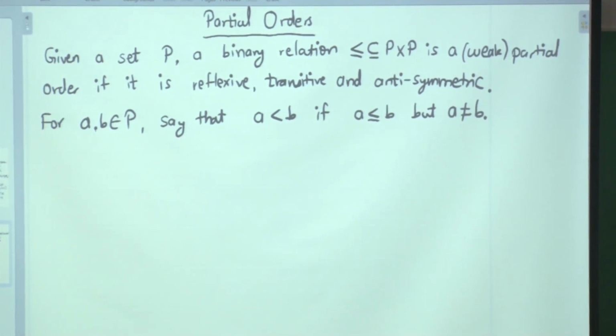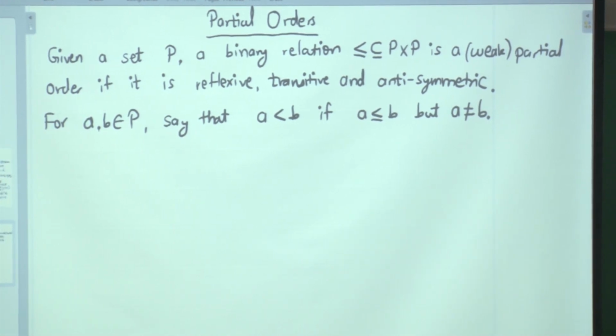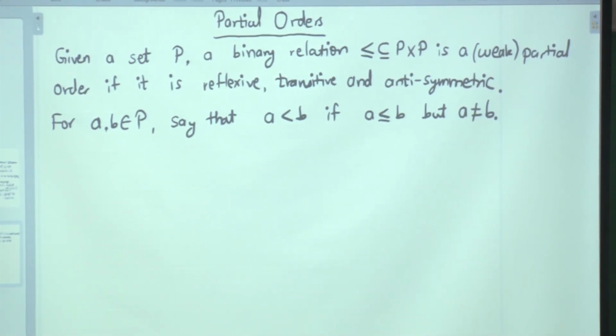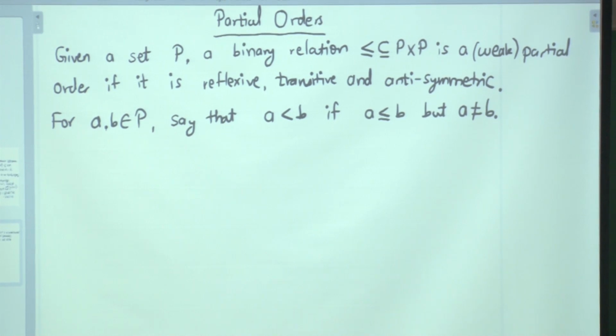antisymmetric binary relation. Then we have also seen that from a weak partial order we can get a strict partial order, and from a strict partial order we can get a weak partial order just by removing or adding the diagonal. So we are not going to make any distinction, but we will use this notation: whenever we say A less than B, that means A is less equal B and A is not equal to B.